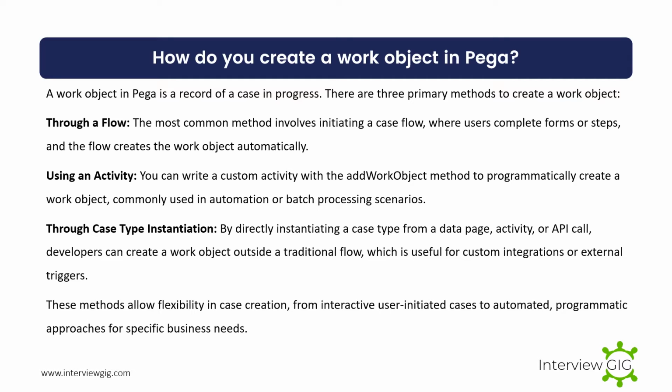Through case type instantiation. By directly instantiating a case type from a data page, activity, or API call, developers can create a work object outside a traditional flow, which is useful for custom integrations or external triggers. These methods allow flexibility in case creation, from interactive user-initiated cases to automated, programmatic approaches for specific business need.